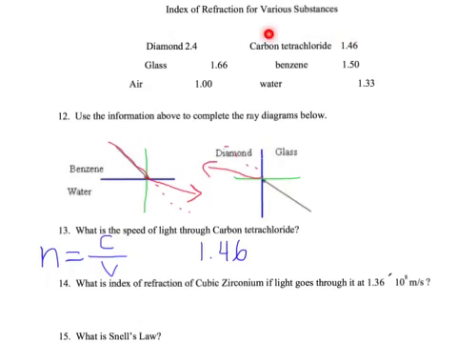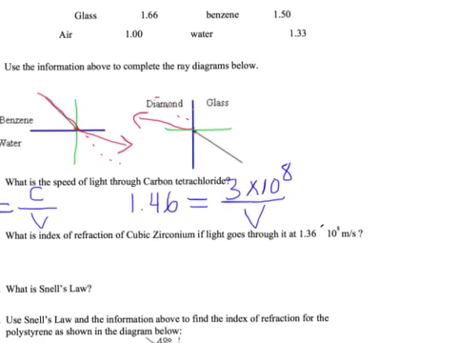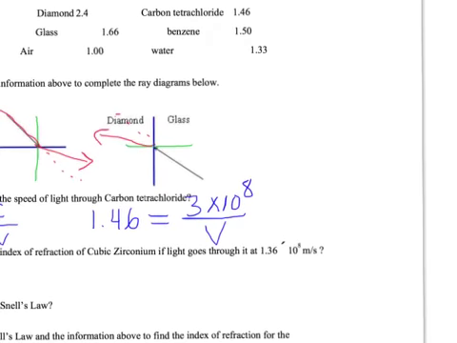I got that right up here. V is going to equal the speed of light in a vacuum, which is 3 times 10 to the 8th meters per second, divided by the speed of light in carbon tetrachloride. Now what I'm going to do in this case is just do the swap. When I want to solve for something in the denominator, I just simply swap it across. So I'm going to make this look like this.